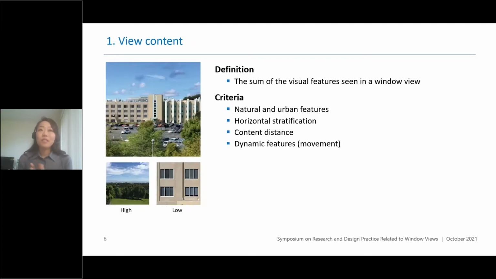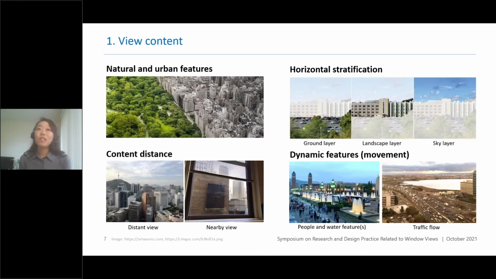The first variable is content. William and Michael briefly mentioned it, and it covers the visual features seen in a window view. There are quite a lot of different criteria, and we found that the majority fall into four categories. The first is nature versus urban features. Of course, people prefer to see nature features, including water bodies or greenery, over the urban fabric. But there are some exceptions, because urban features can also be preferable if they have landmarks such as the Statue of Liberty or Eiffel Tower, or really pretty artifacts.